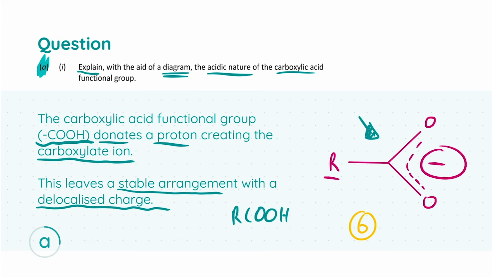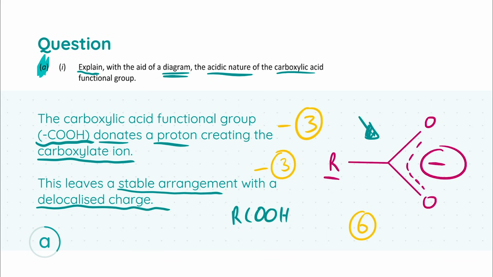So a bit of a tricky question to start with, and there was a total of 6 marks going for this. The breakdown was fairly simple. You got 3 marks for correctly talking about the process that's occurring, that it is donating that proton and creating the ion. Then you got another 3 marks for including the fact that, as a result of it donating the proton, the ion that is left is stable due to a delocalized charge.